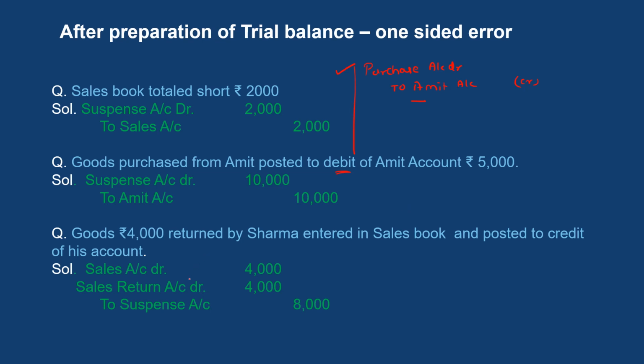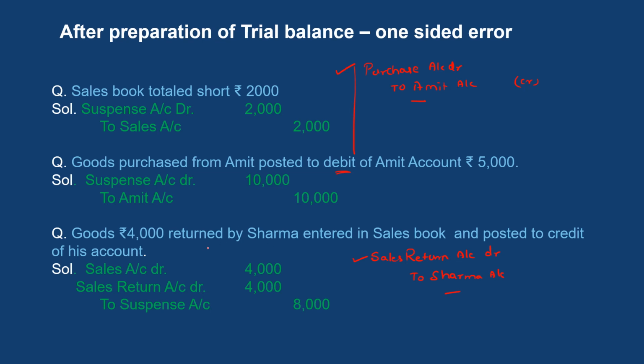Moving further, one more question we'll do. Goods 4,000 returned by Sharma. So when goods are returned by Sharma, it is basically sales return or return inward. Now it has been entered in sales book, and by mistake posted to credit of his account. So when goods are returned by Sharma, normally what is the journal entry? You would have to debit the sales return account and you would credit the customer, that is here Sharma account. This would have been the entry or the effect. Sales return to be debited, Sharma to be credited.